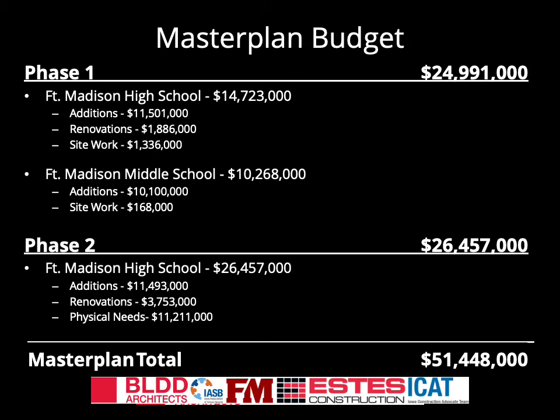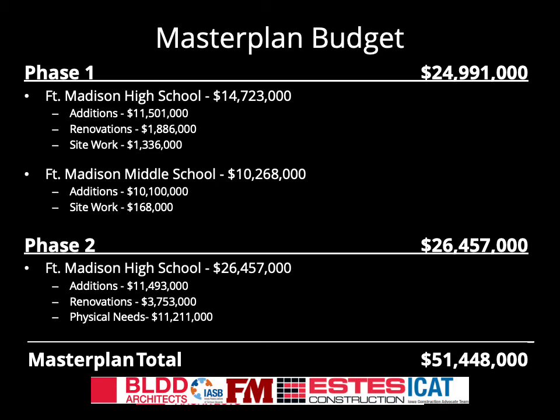At the high school, additions account for approximately $11.5 million of the $14.7 million of Phase 1 work. Renovations are almost $2 million, and approximately $1.3 million is site work for enhancements for site traffic. At the middle school, additions contribute $10.1 million of the $10.3 million. The remaining $168,000 is for site work to enhance site traffic.